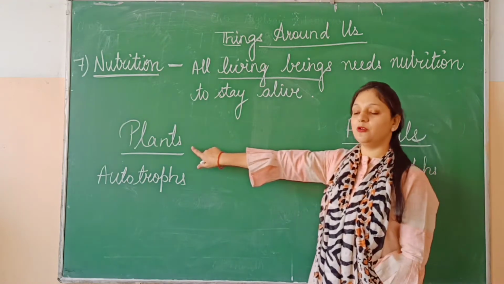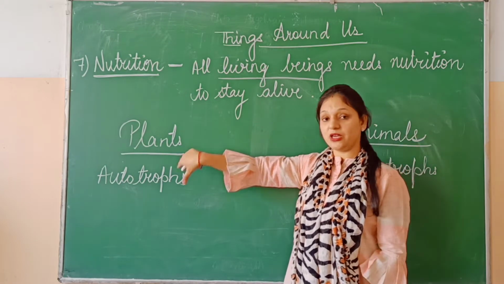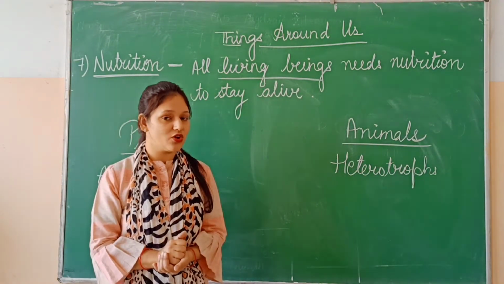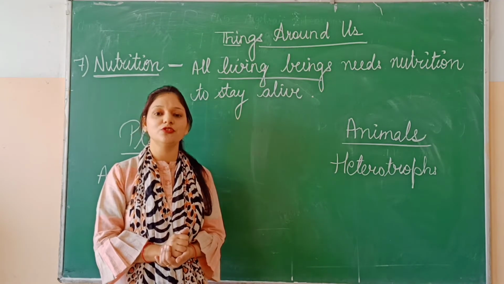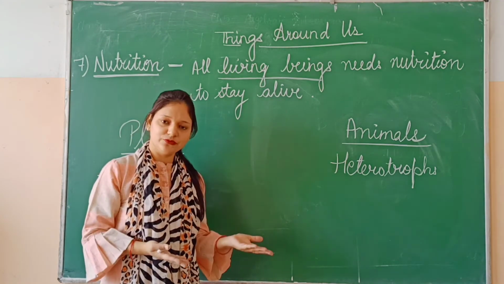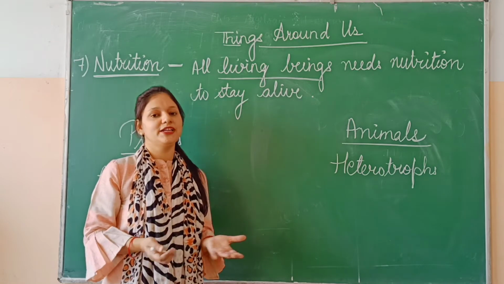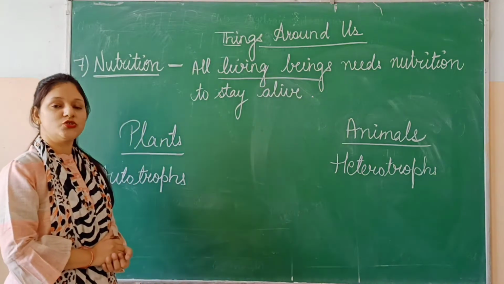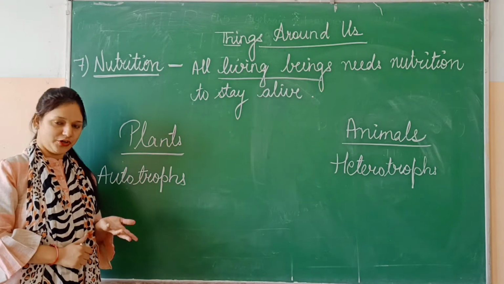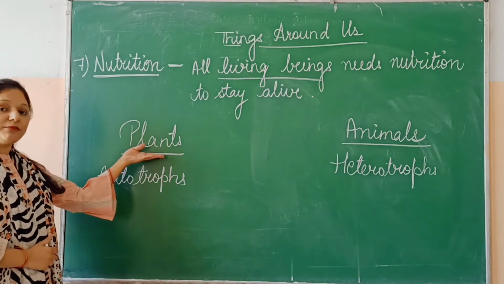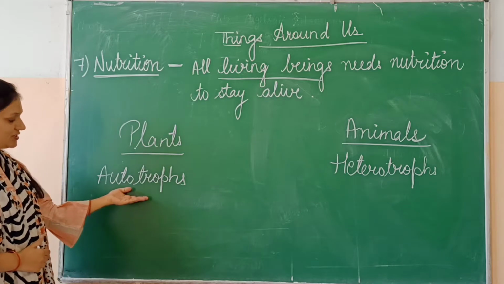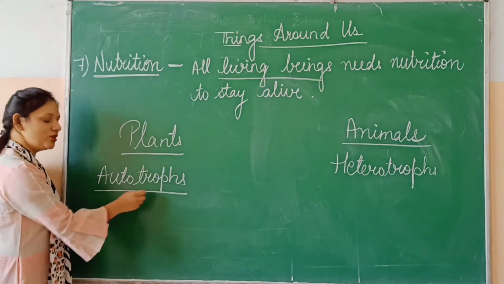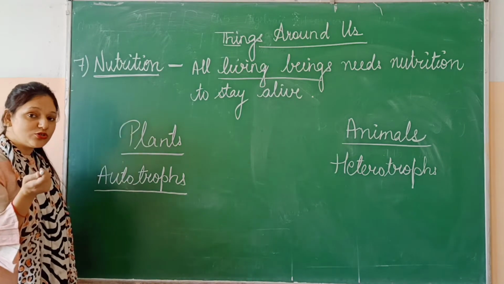Whereas if we talk about plants, plants can make their own food. You all know plants make food by the process of photosynthesis. So plants make food by themselves by the process of photosynthesis. And students, there is a new term for you. Plants can make their own food, so they are known as autotrophs. What are they known as? Autotrophs. Why are they known as autotrophs?